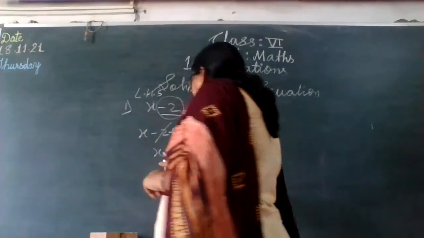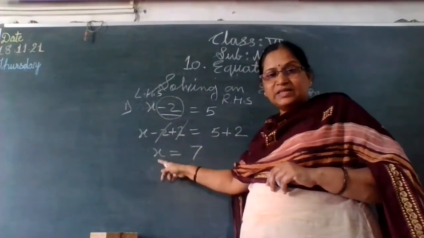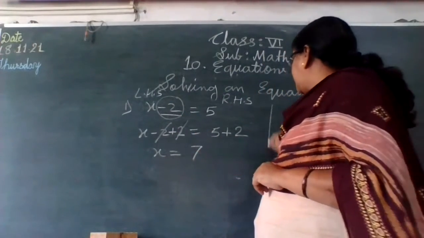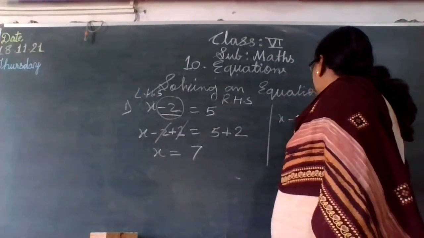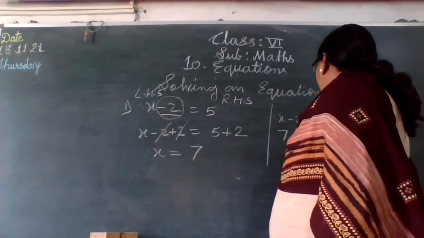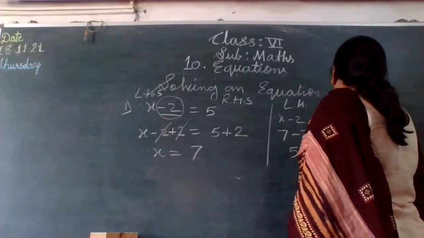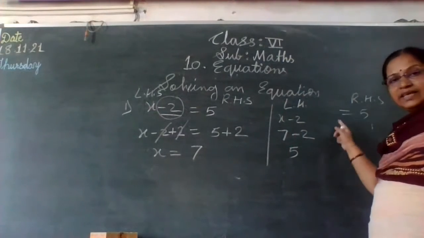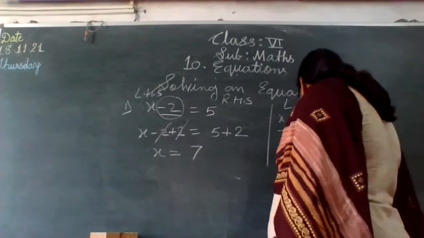So the value of this unknown number that we have taken as a variable x is 7. See children, you can check your answer. Your right hand side is 5. Left hand side is x minus 2, and here we found the value of x is 7. So subtract 2 from this 7. What is the answer? 5. See, here it is the left hand side and it is the right hand side. Both left and right sides are equal, so the equality is the same. So you can check your answer too.